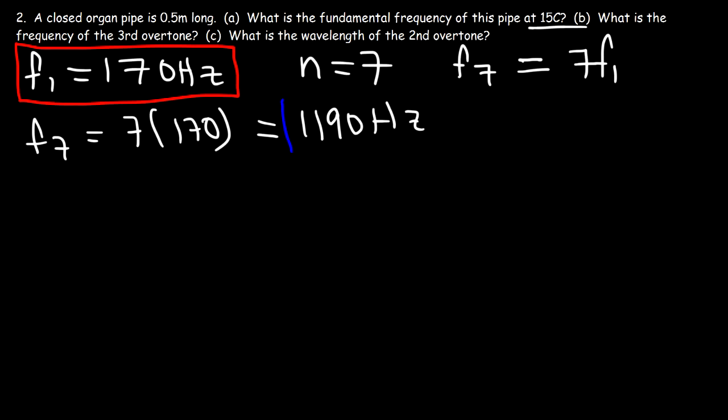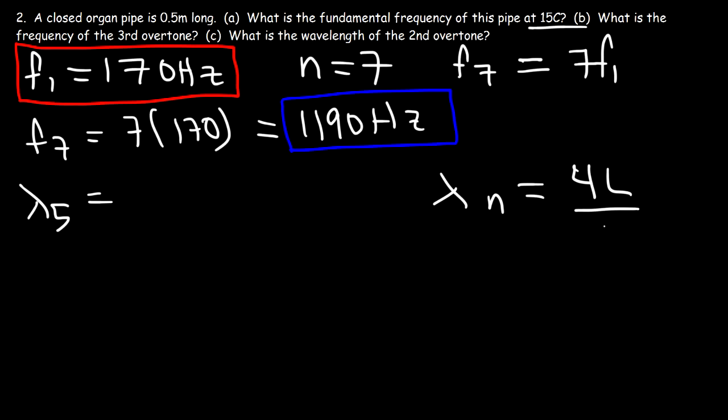Now part C, what is the wavelength of the second overtone? We said the first overtone corresponds to n equals 3. n equals 5 is the second overtone. So we need to find the wavelength of the fifth harmonic, where n is 5. So the formula to calculate the wavelength is this equation. It's equal to 4L divided by n. So L is 0.5 in this example, and n is 5. We're dealing with the fifth harmonic, or the second overtone. So 4 times 0.5 divided by 5 will give us a wavelength of 0.4 meters.